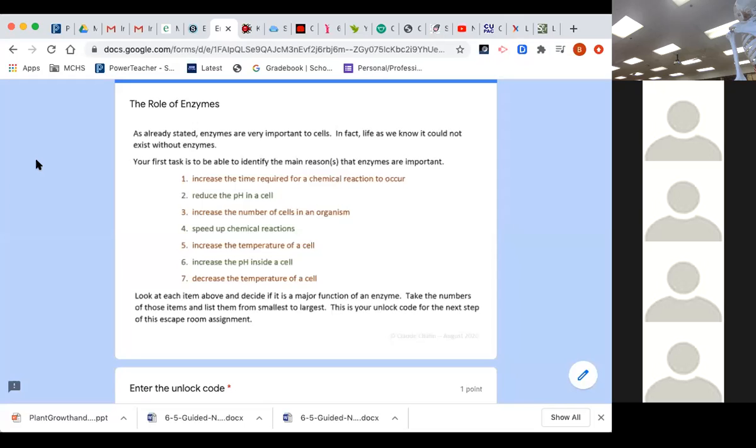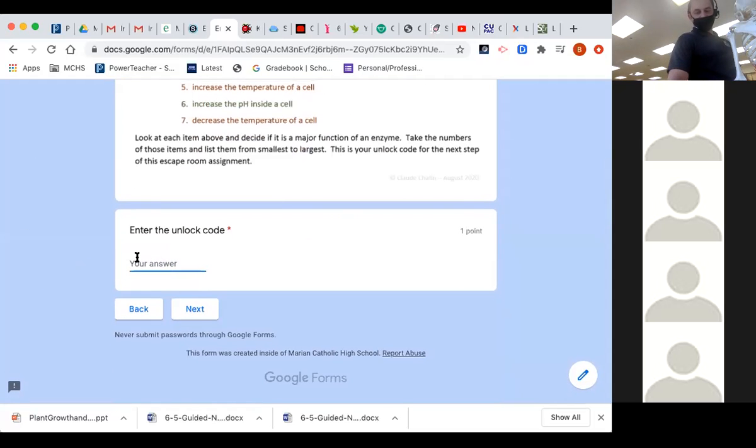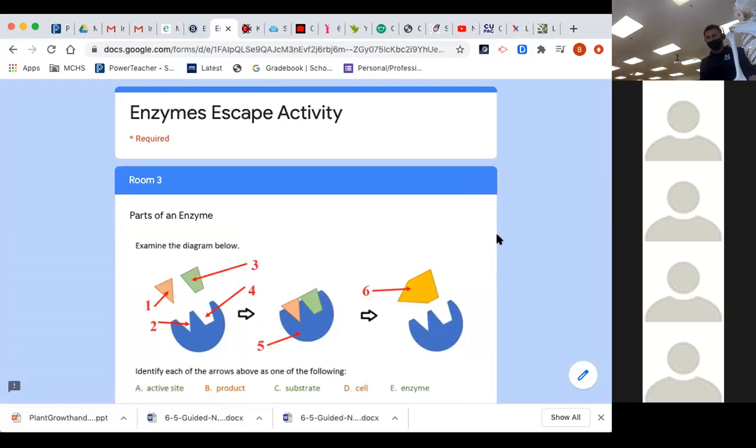So it's looking like some people got it. Who has the answer for this first puzzle? Okay, Julian. Can you read that for us, please? Okay, so Julian answered number 4, speed up chemical reactions. Now that is correct. The most important thing enzymes do is speed up chemical reactions. So then I'll type in number 4 and hit next. Now I'm on the second puzzle, puzzle number 3, because really puzzle number 1 was just like the code I gave you. Does that make sense? Now, this one is labeling.